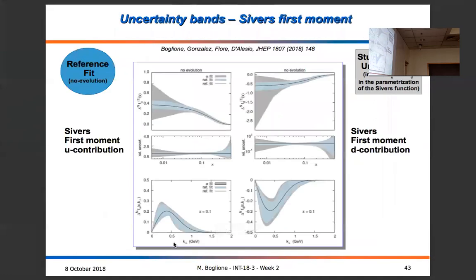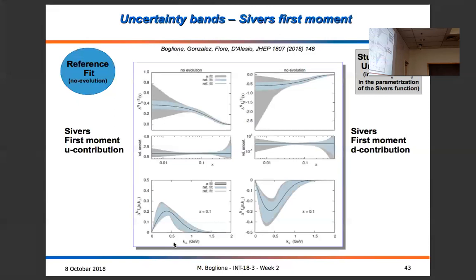I hope you can see the colors. Here, the blue bands are the uncertainty on the Sivers function in the simple fit with only valence, basically. And the gray band is the uncertainty.